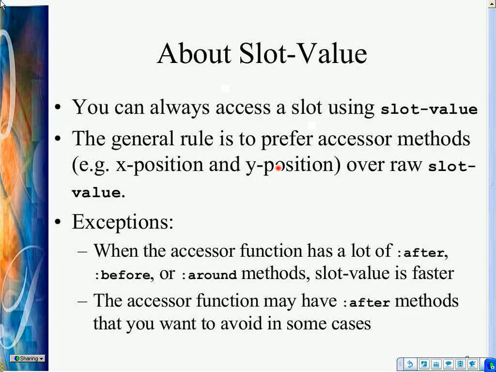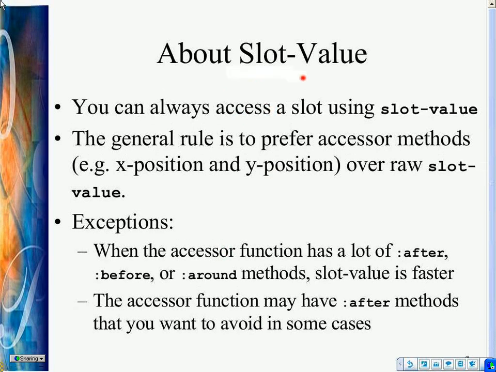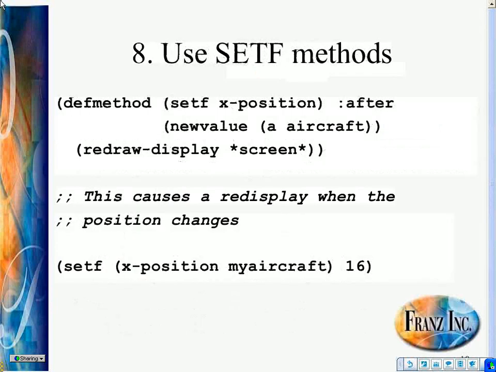The reason to prefer the accessor method is that if you redefine the class and give the slots different names, you have to go find the slot value references and fix them, but the accessor method you can simply redefine, and the redefinition will be seen. There are setf methods that you can define.